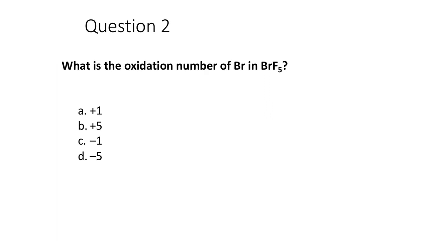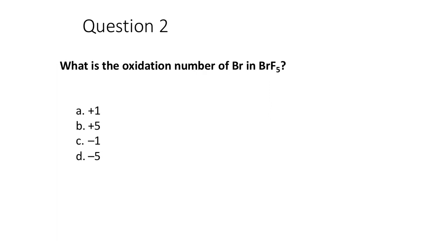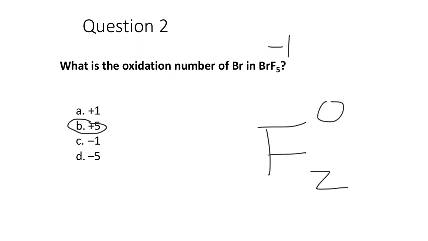What is the oxidation number of Br in BrF5? The key is that fluorine is -1. There's 5 of them, so that makes bromine here +5. So we have to know our rules. Fluorine's always -1 in compounds. Now F2 is not a compound, so the oxidation number of fluorine in F2 would be 0.